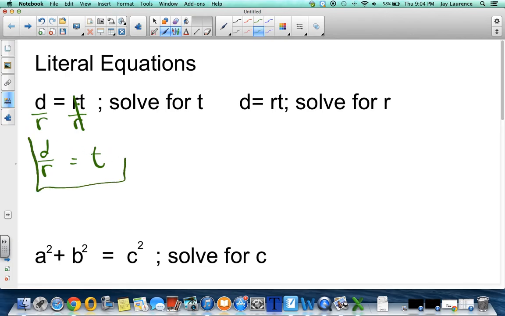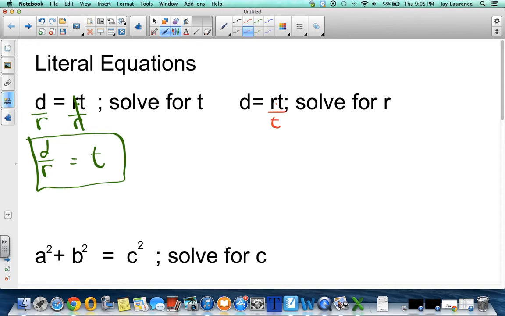And you have had a lot of experience with this earlier in the first quarter. Let's take a look at the second version here, D equals RT, but I want to solve for R this time. So I ask myself, what number is attached to R? Well, in this case, it's a T. It's attached by multiplication. I want to undo that.